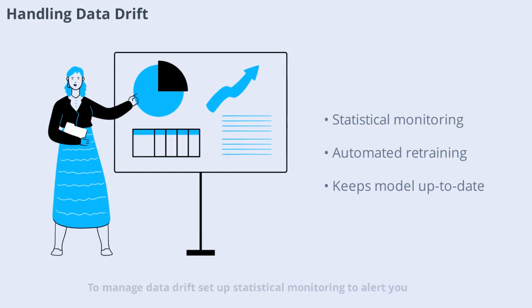To manage data drift, set up statistical monitoring to alert you when production data diverges from training data. Techniques like the Kolmogorov-Smirnov test or population stability index can help. Automated retraining loops that update your model with fresh production data ensure your model stays relevant and accurate.